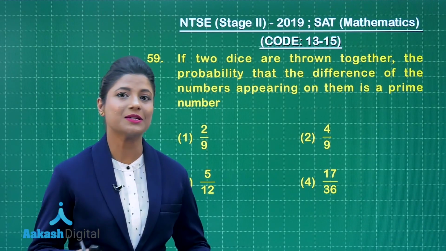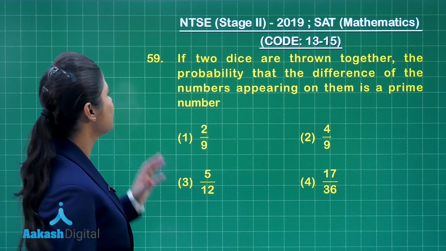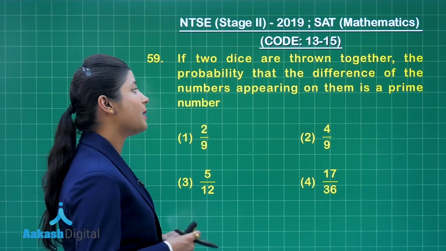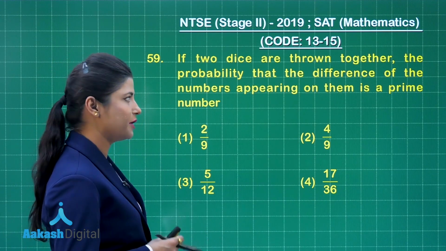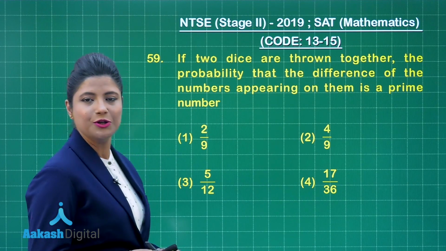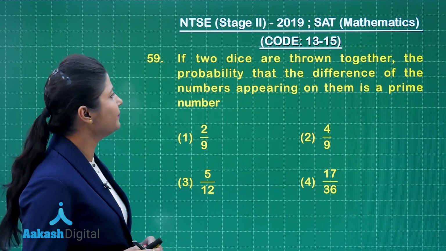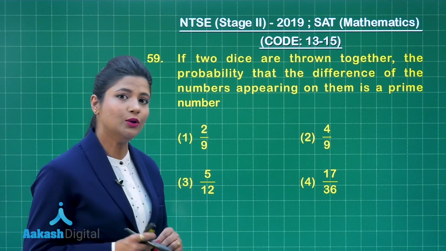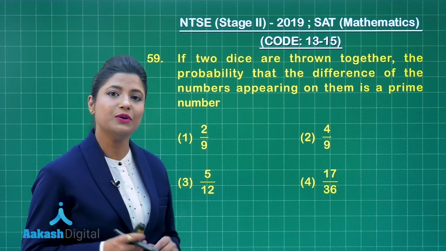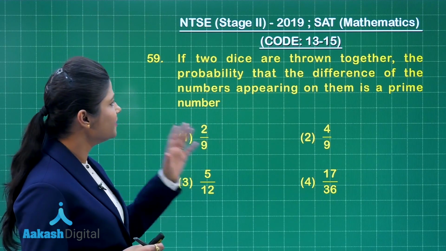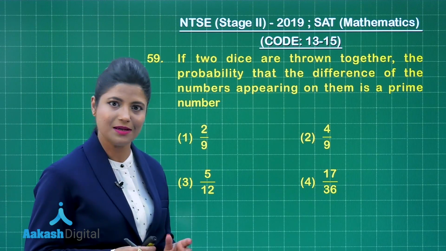Now let's take up question number 59. It states that if two dice are thrown together, the probability that the difference of the numbers appearing on them is a prime number. This is a very interesting question related to probability. Here we are throwing two dice, so two numbers will appear on them, and you need to figure out the probability that the difference of the numbers appearing on them is a prime number.